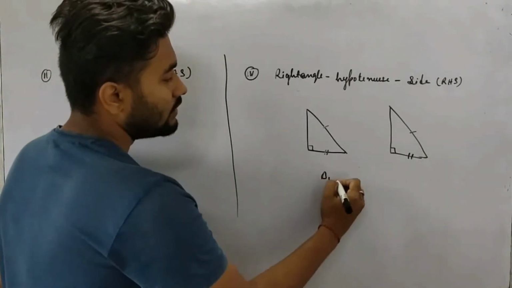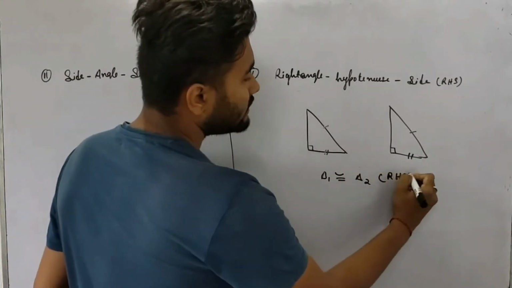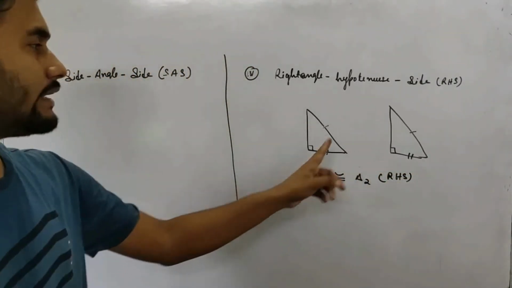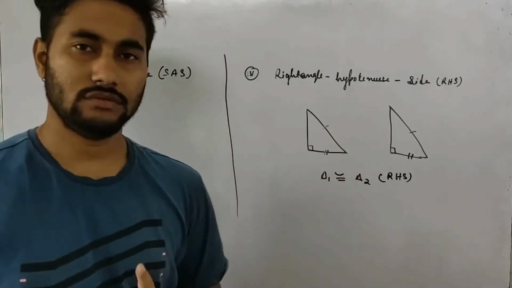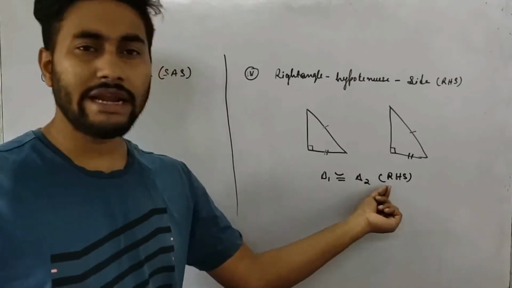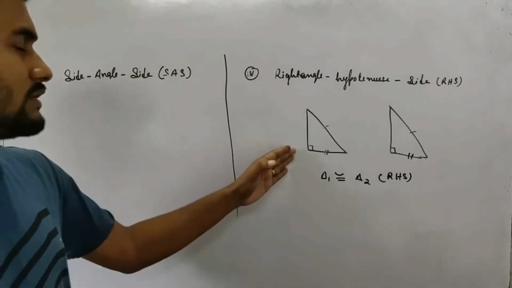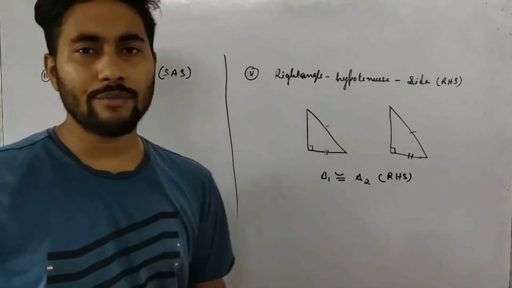Then what can we say? That triangle 1 is congruent to triangle 2 by RHS, right angle hypotenuse side. So this is your RHS. It has to be 90 degrees, okay? Otherwise, R means right angle, so you need one right angle. With 60 degrees, this will not work, because if it is not 90 degrees, then there is no hypotenuse.